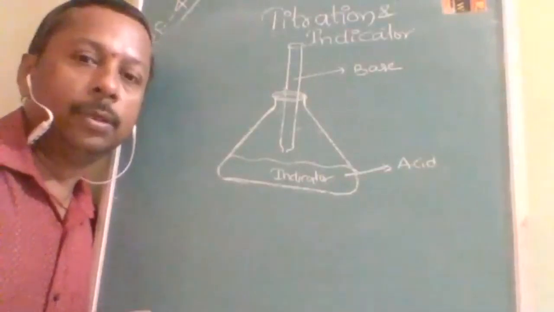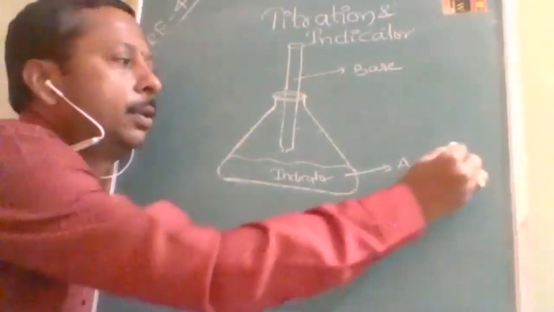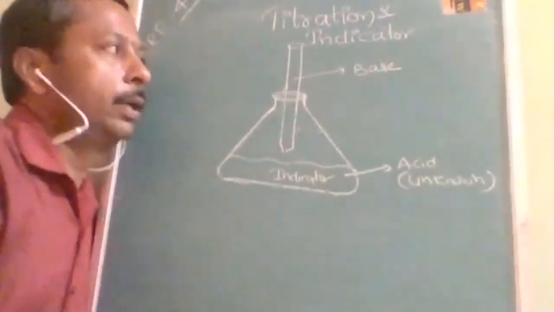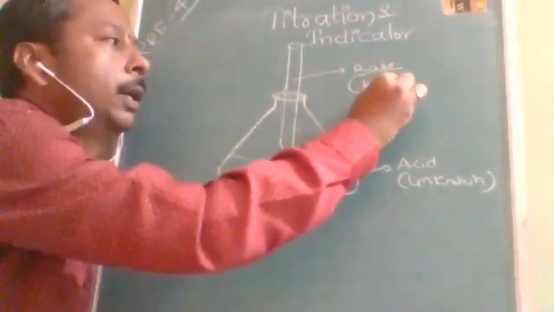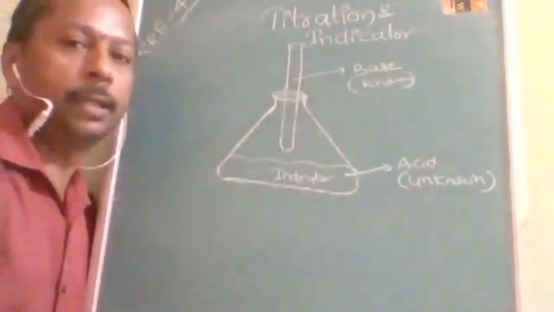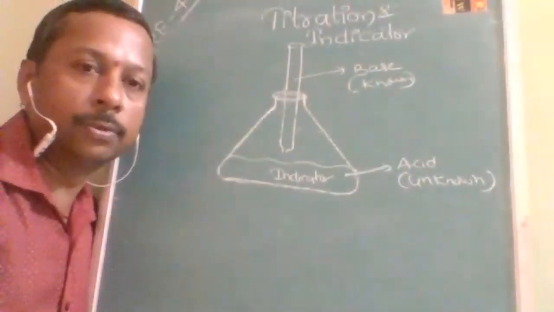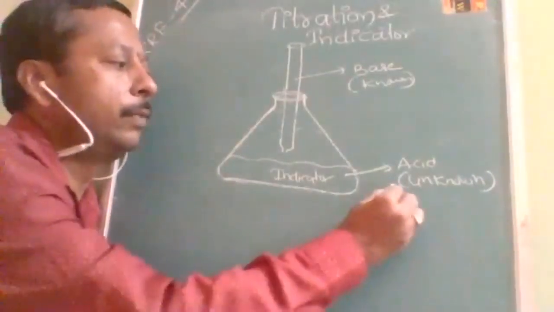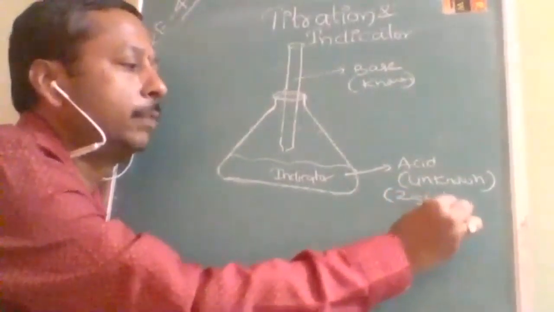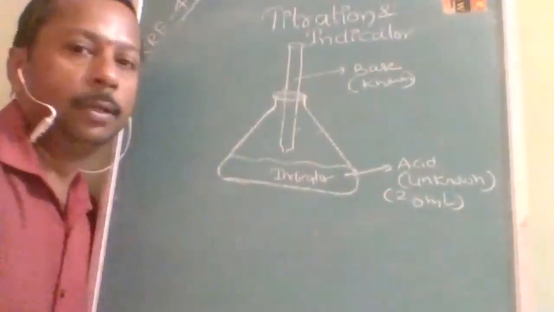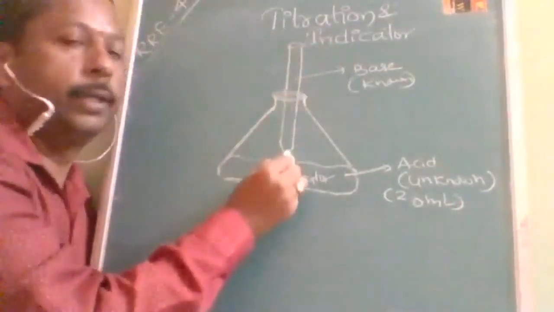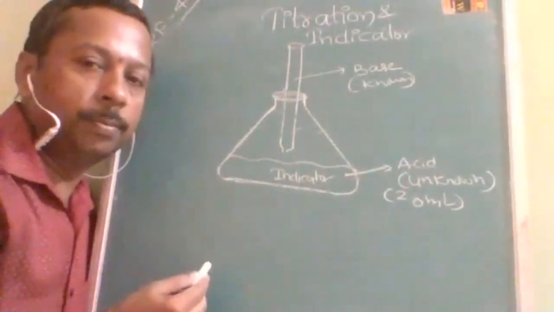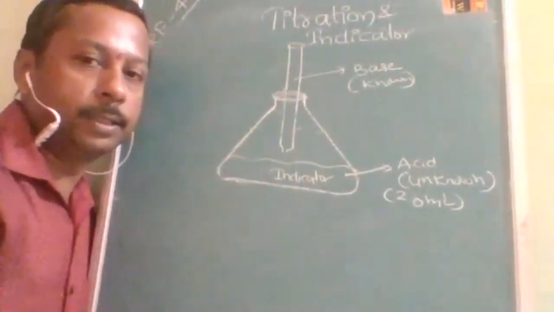So here I am considering that the acid concentration is unknown, and I want to determine it. For that, what will I take? I will take a base whose concentration is known. Here I will fix the volume of the acid, let us take 25 ml or 20 ml, and I will keep on adding the base. Acid plus base forms salt. If I add some more base, it will become a basic solution.